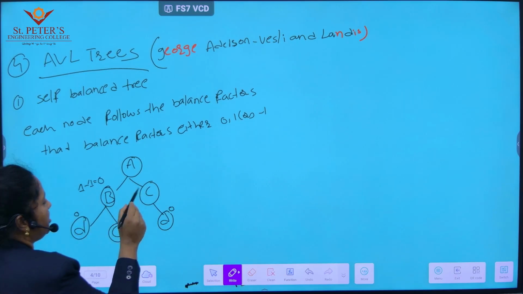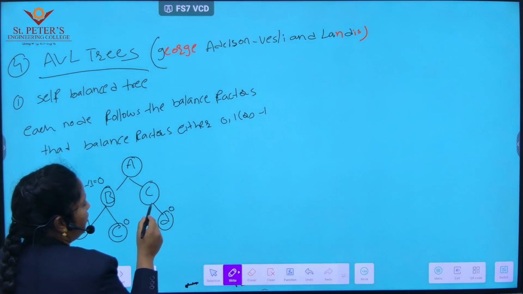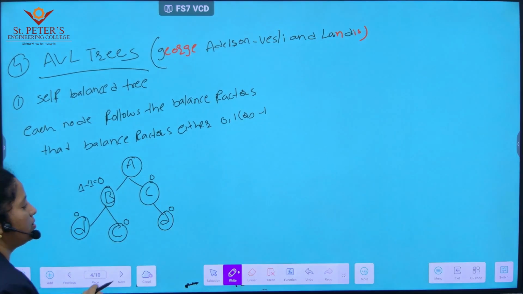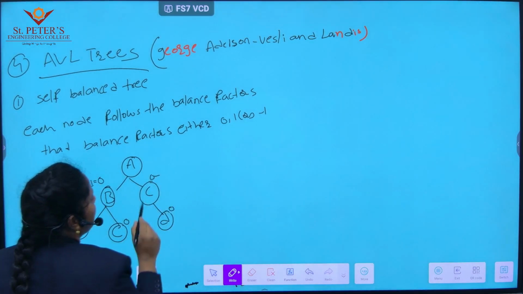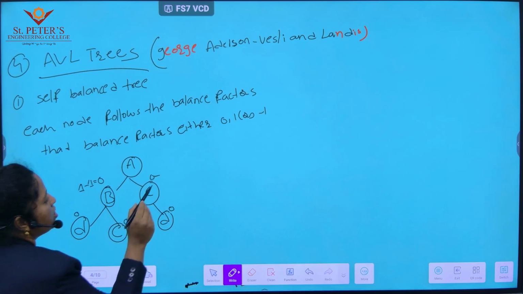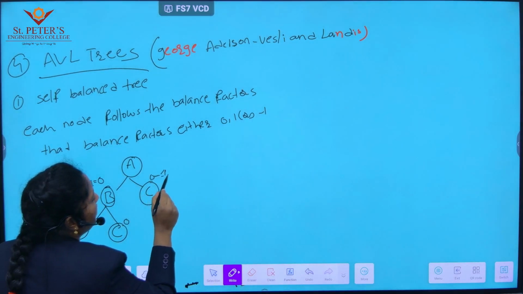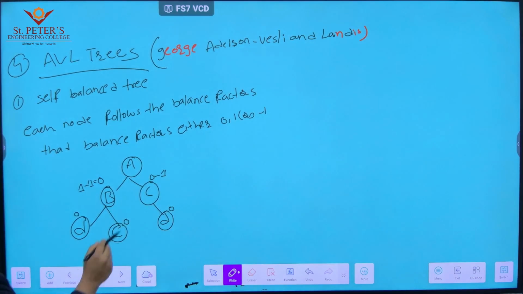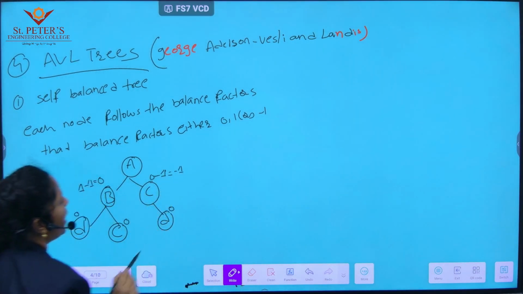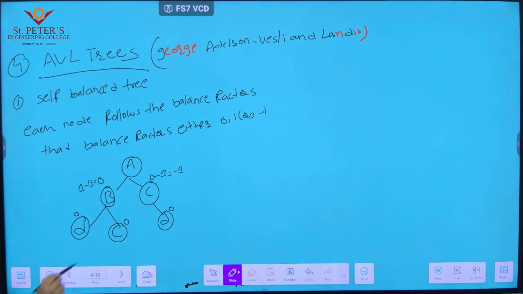And next C. So is left child there for C? No. So 0 minus. Is right child there? Yes, right child is there for C. So how many right child? One right child. 0 minus 1 equals minus 1. So the balance factor of C is here minus 1.